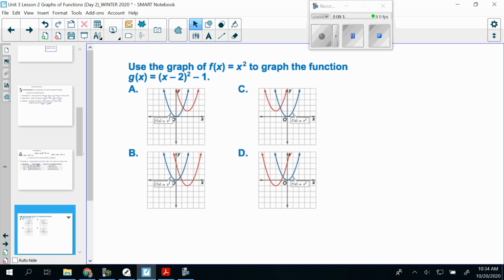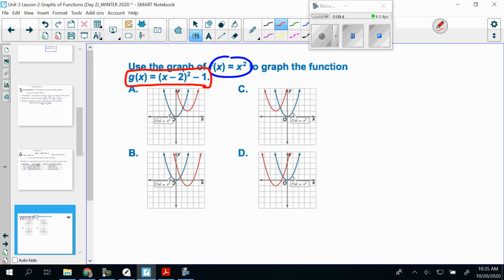Let's look at one, see if you can get this here. So the parent function is in blue here. That's the one we saw before, f of x equals x squared. So you can see all these graphs have that parent function in blue here somewhere. Which one is the translation in red that would match this function g? So I'm going to give you a second, see which one you think.